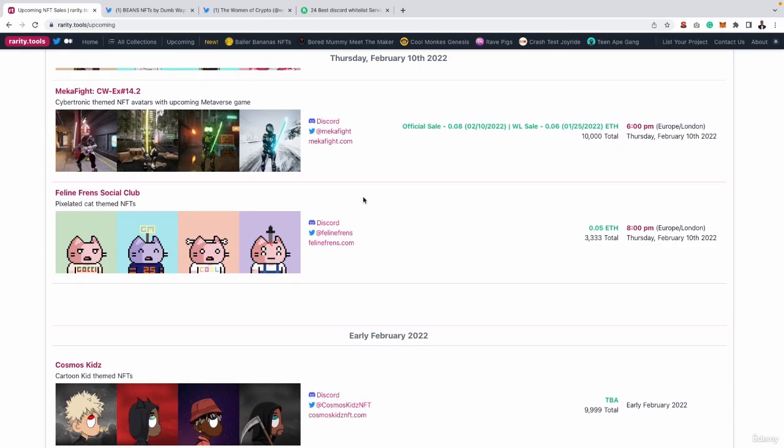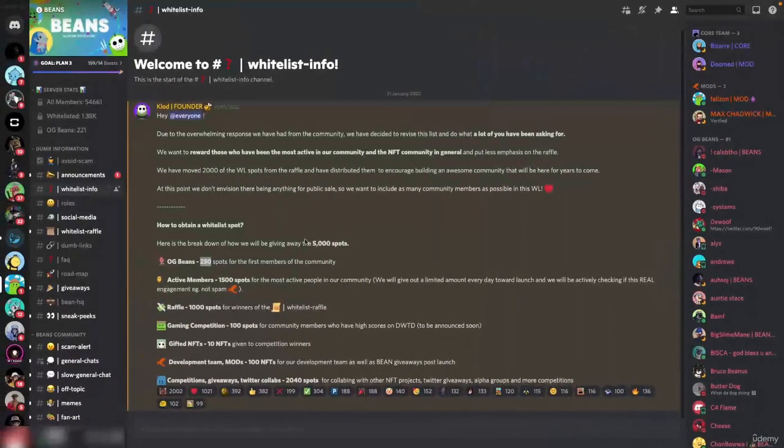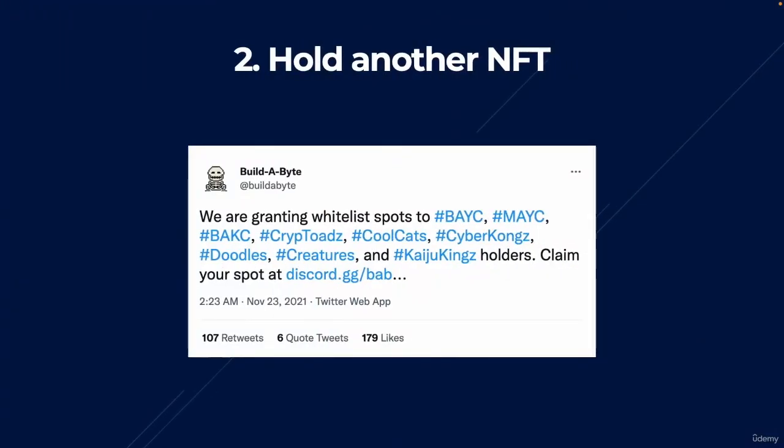Of course, you can also follow influential people in the Twitter NFT space, and they're always coming across new upcoming projects before anyone else has found them. In summary, being early is a solid opportunity to get a whitelist for literally doing nothing. Moving on to the second strategy.